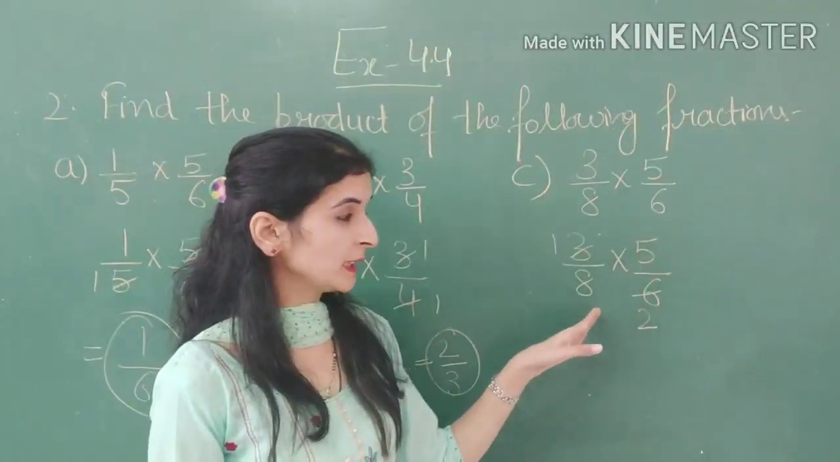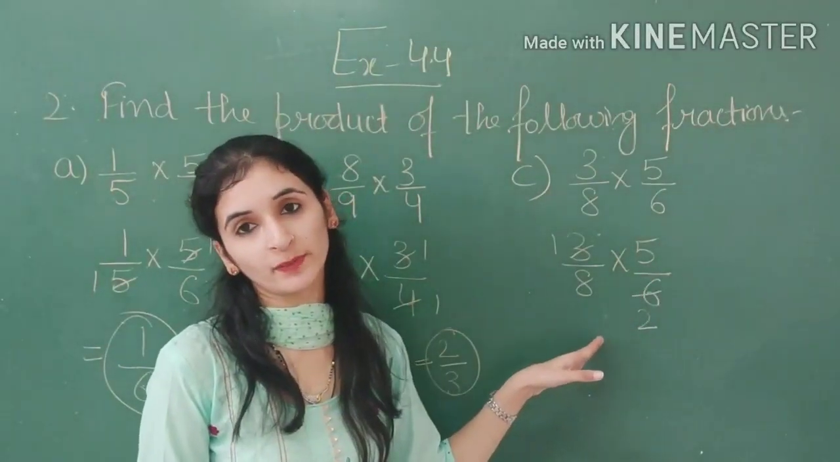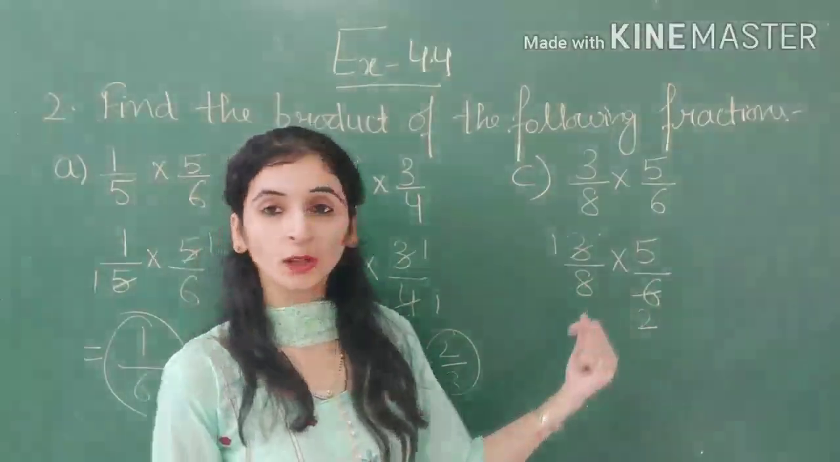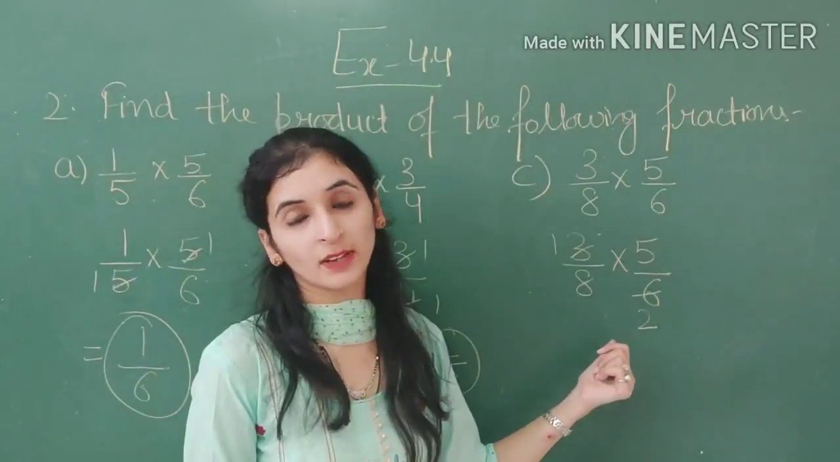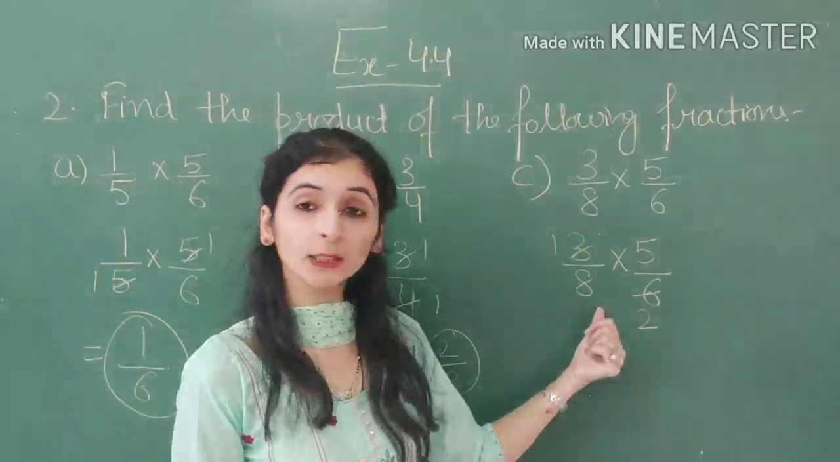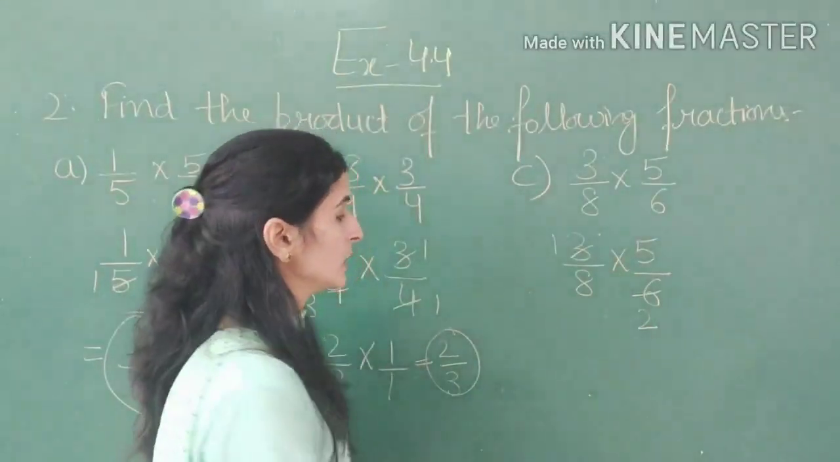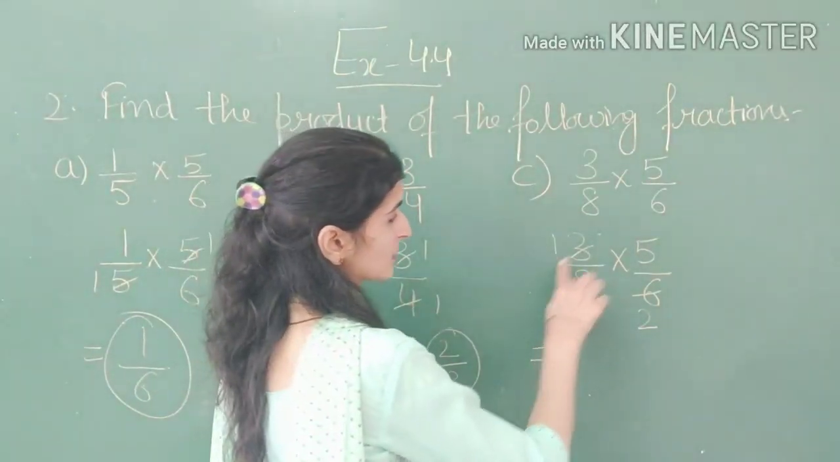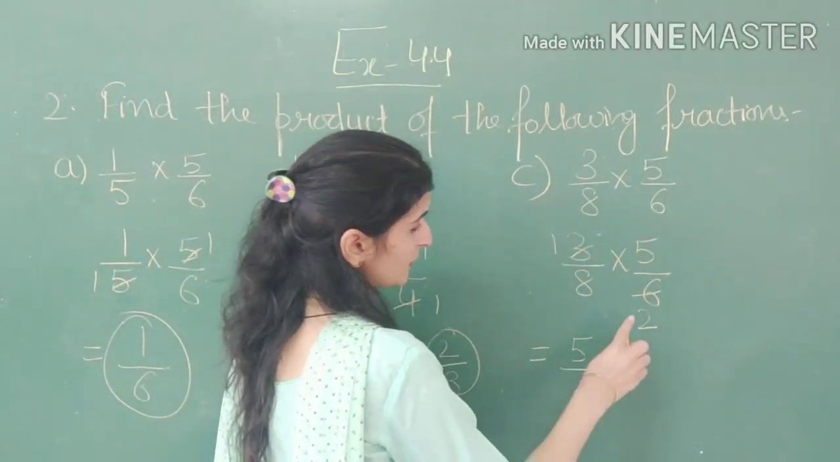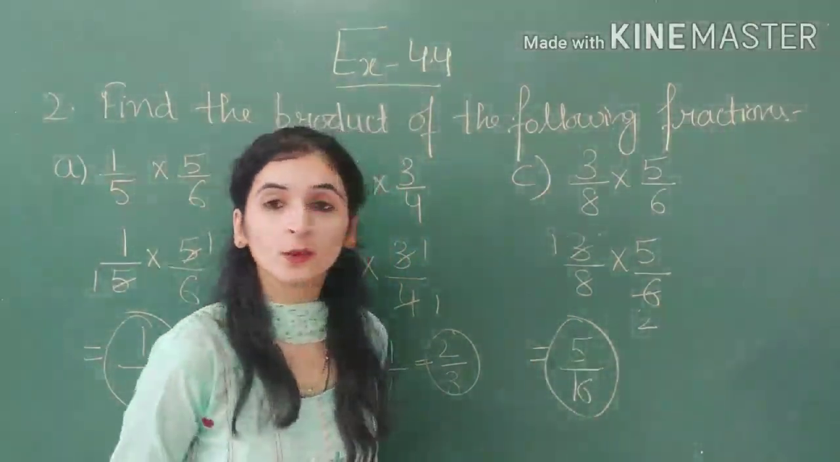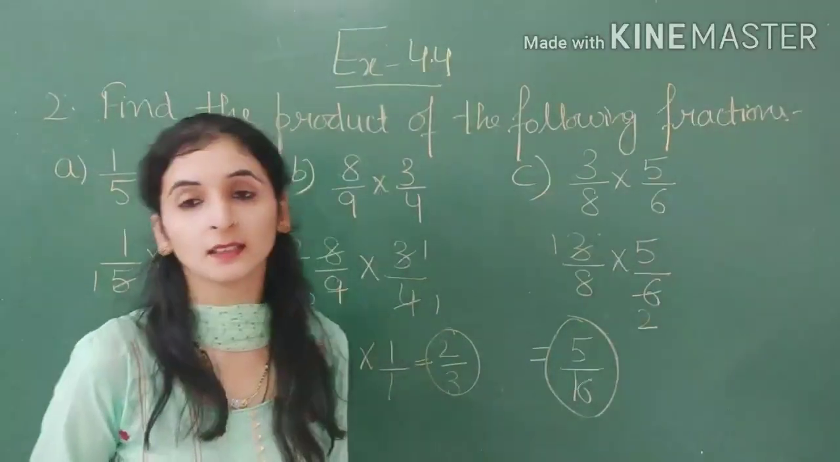Now this 5 and 8, they do not have any common factor. They have the common factor 1. So we will not divide this numerator and denominator by any number. Okay. So now the remaining part we have is 1 5s are 5 and 2 8s are 16. So the answer is 5 by 16.